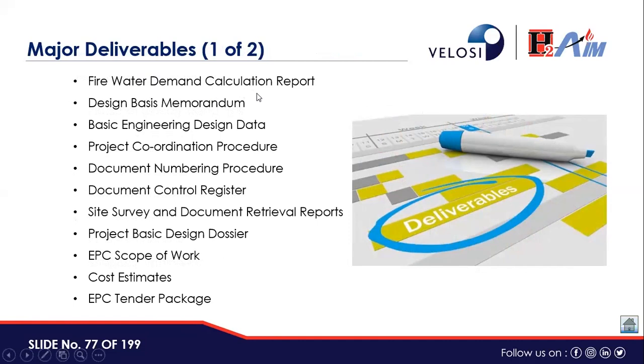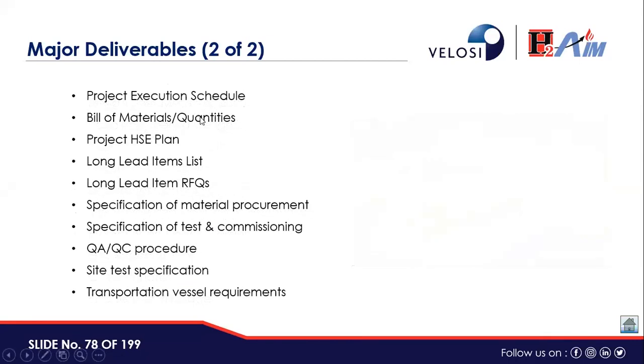We have submitted the firewater demand calculation report, design basis memorandum, basic engineering design data, project coordination procedure, document numbering procedure, document control register, site survey and document retrieval report, project basic design dossier, EPC scope of work, cost estimation, EPC tender package, as well as project execution schedule, bill of materials or quantities, project HSE plan, long lead items list, long lead items RFQs, specification of material procurement, specification of test and commissioning, QC procedures, site test specification, as well as transportation vessel requirements. These were the list of major deliverables.